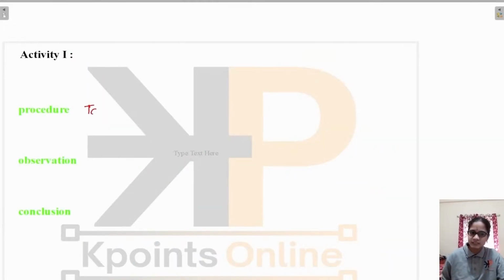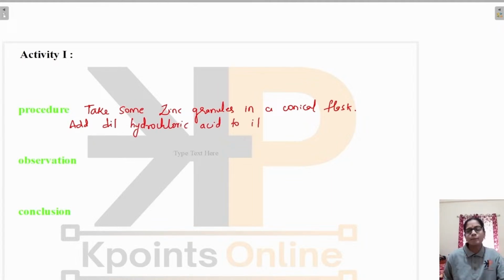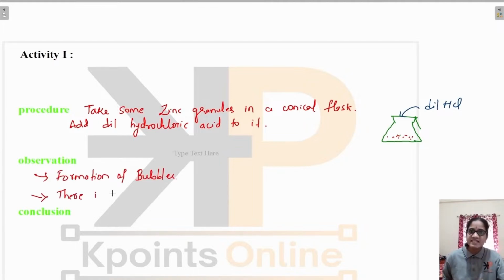Take some zinc granules in a conical flask or a test tube, add dilute hydrochloric acid to it, then make the observation. What happens there? The bubbles of a gas are formed. If you take a conical flask, you are adding zinc granules to it, then add dilute HCl to it. What changes do you observe here? There is a formation of bubbles and there is a rise in temperature.